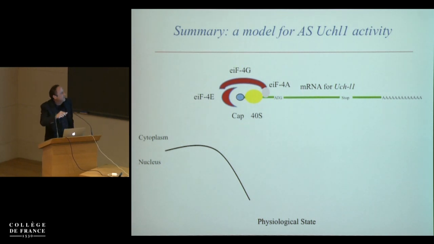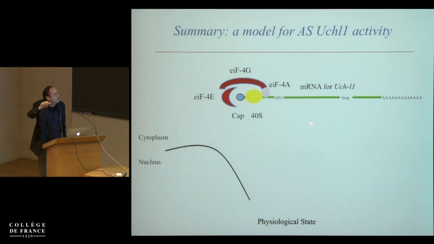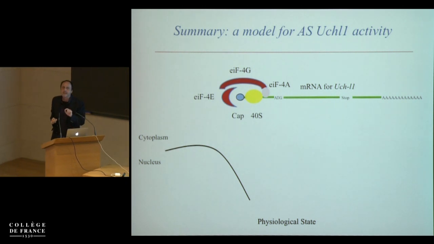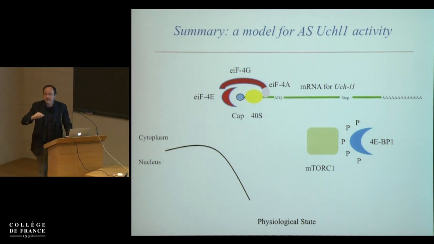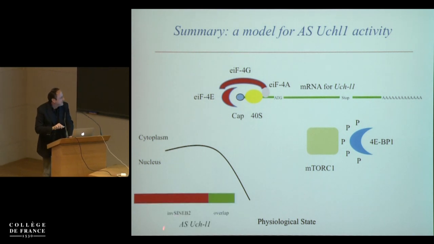In growing conditions, we have UCHL1 mRNA that is associated to light polysomes, so it's translated, but not very efficiently. mTOR is active and is keeping cap-dependent translation going on, and the antisense to UCHL1 is nuclear retained, as I showed you in vivo, in the section of the mesencephalon.